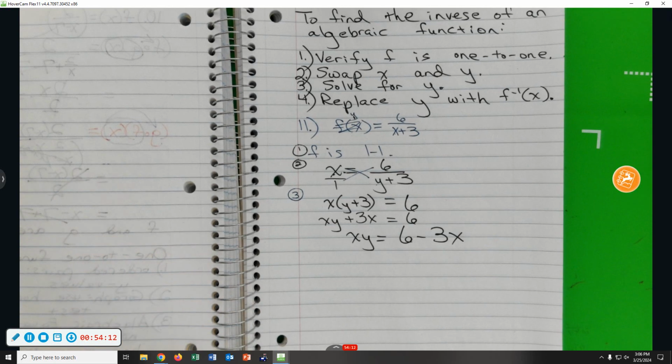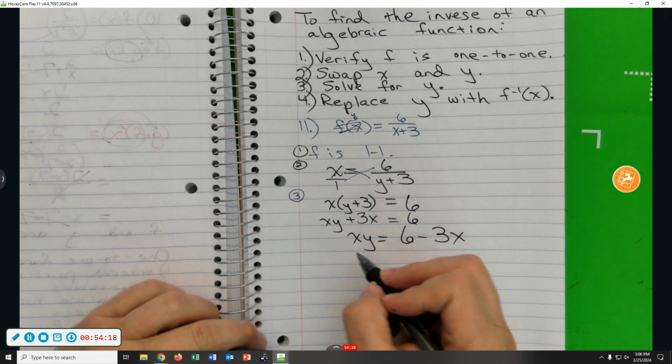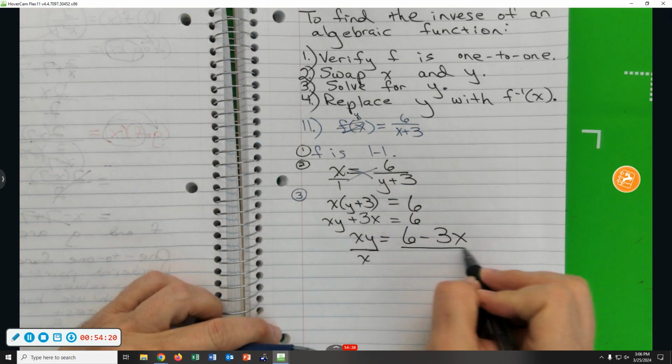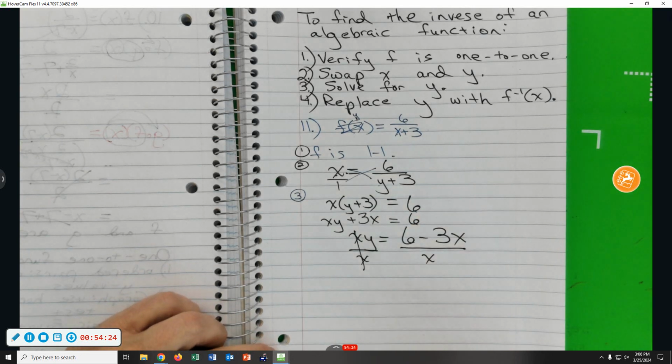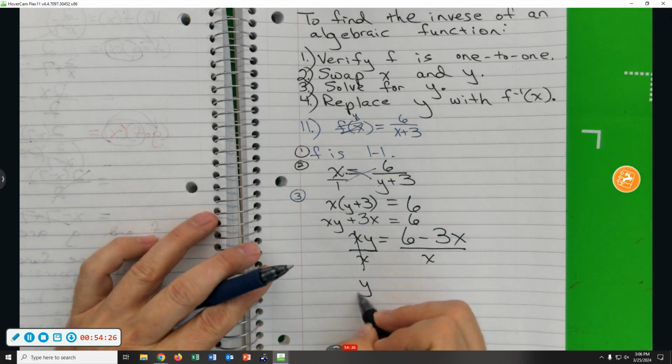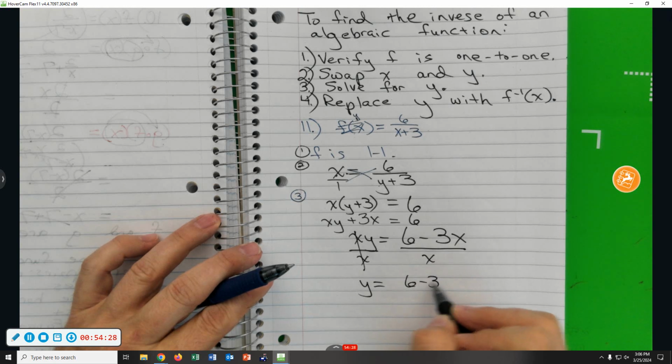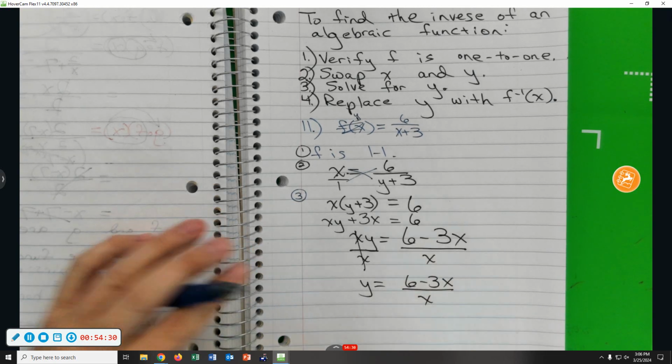There's only one step left to get y by itself. I couldn't hear you. Divide by x. The x's cancel, and you're left with just y equals 6 minus 3x all over x.